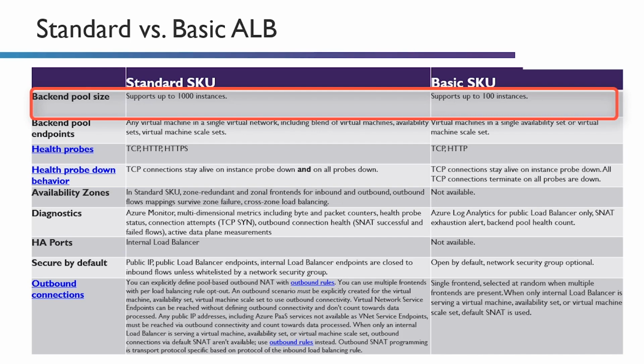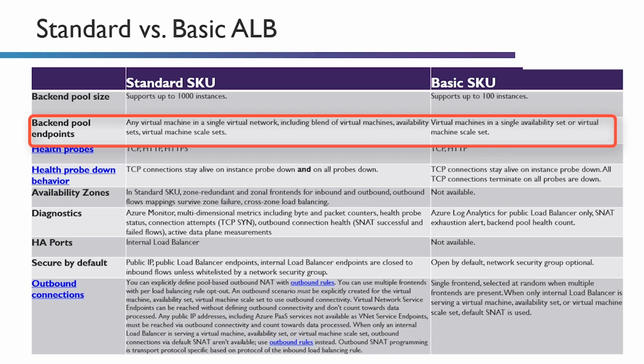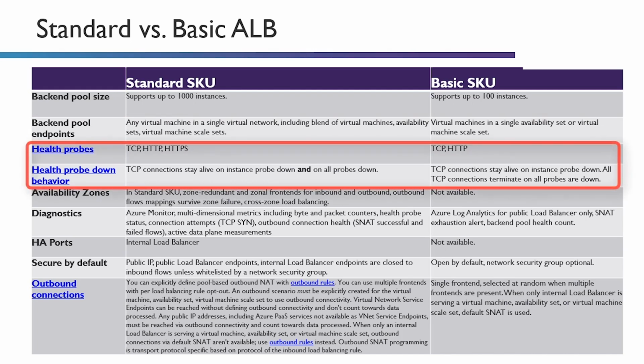The standard one supports 1,000 instances, the basic one is 100. The backend pool endpoints, again, can be any virtual machine in a single virtual network, including, like I mentioned before, a blending of virtual machines, availability sets, and virtual machine scale sets, as opposed to the basic SKU, which is really tied to an availability set or a virtual machine scale set as well. The health probes apply to HTTPS as well as TCP and HTTP. And you can see the health probe down behavior is different as well.